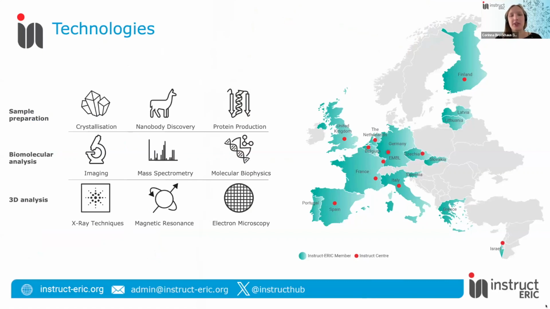So our service portfolio comprises more than 80 different services, from sample preparation, biomolecular analysis, to 3D analysis. For example, in the sample preparation category, we offer crystallization, nanobody discovery, and protein production with a range of different expression systems. For biomolecular analysis, we have high-end imaging technologies, mass spectrometry, and molecular biophysics. For example, SPR or thermal shift assay, just to name a few. And then for 3D analysis, we offer X-ray techniques, NMR, and electron microscopy. And as you can see, these services are offered all at facilities all across Europe.